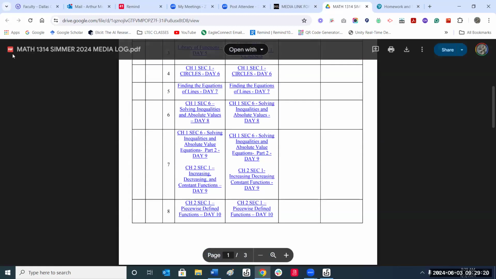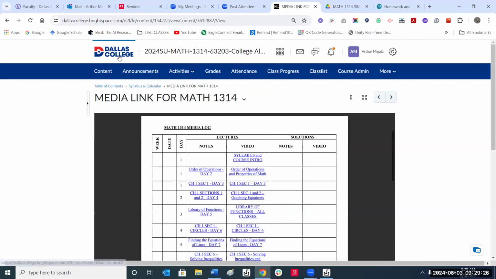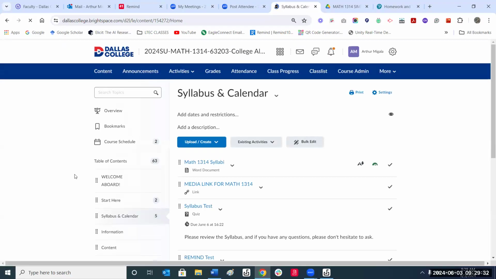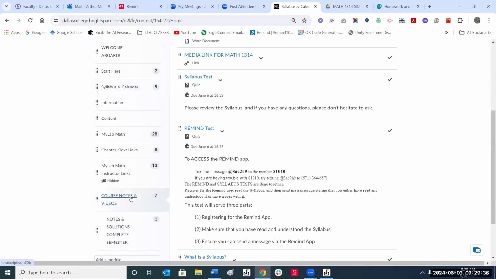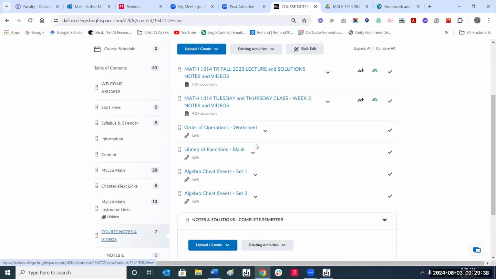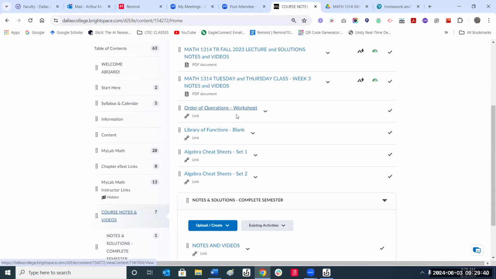And also there are some other things that I have here that supplement what we're doing. Order of operations worksheet, library of functions, because there's a topic there.